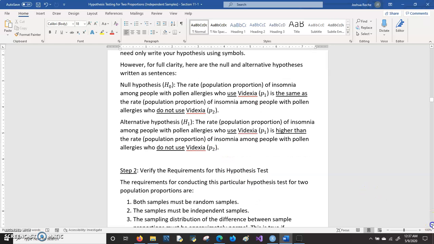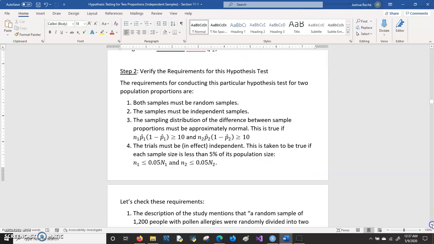Step 2 is to verify the requirements for this test. The requirements for conducting this particular test are that, number 1, both samples have to be random samples. Number 2, the samples have to be independent samples. Number 3, the sampling distribution of the difference between sample proportions must be approximately normal. This is the normality condition.